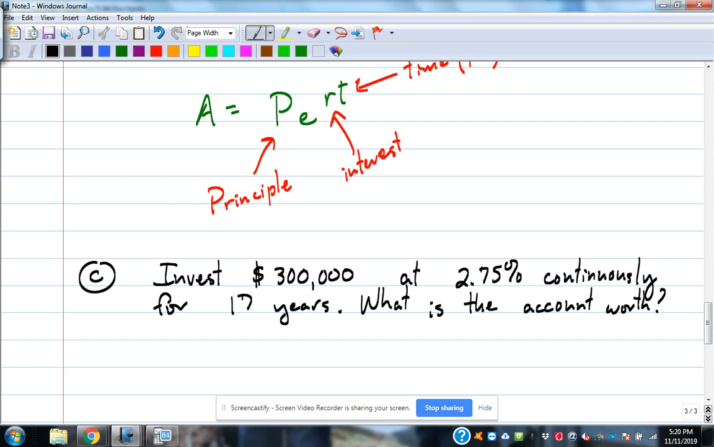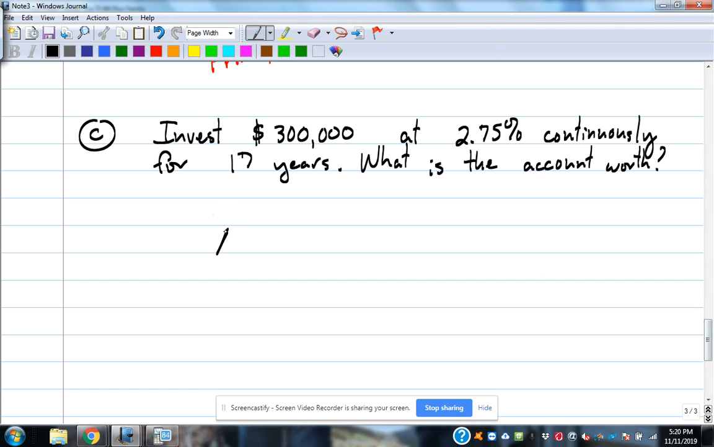All right, so we got an investment, we got an interest rate, we got a time, we got all the information we need to just plug it in and get the account worth. So we're just taking that formula, the PERT formula. That's the way I remember that.